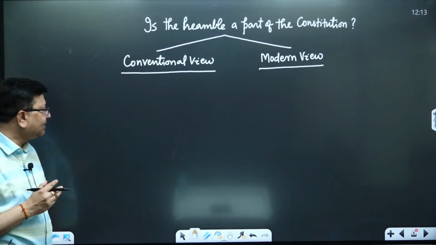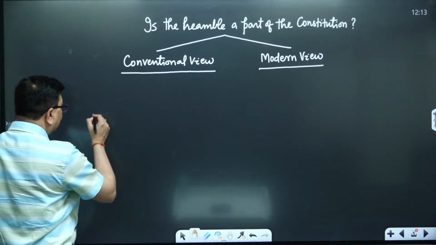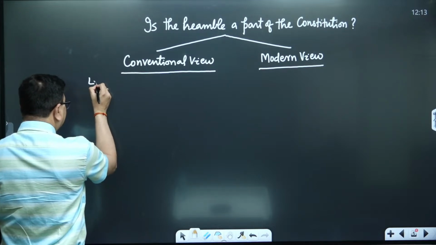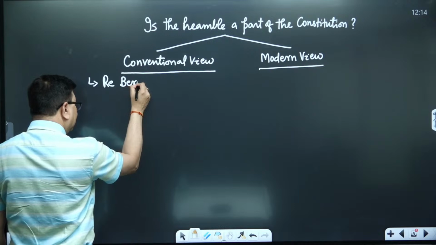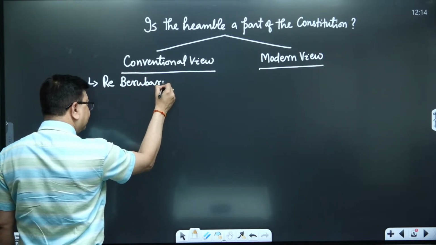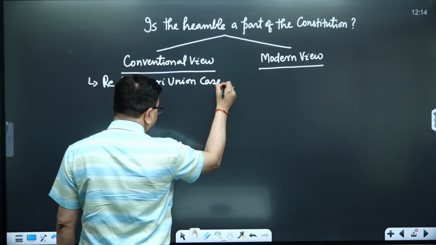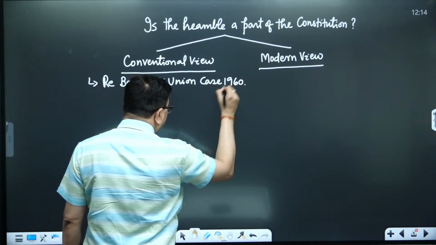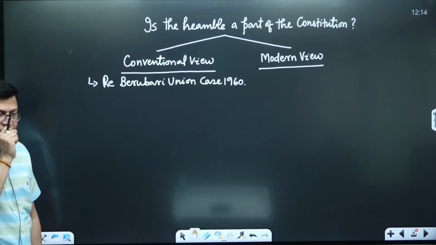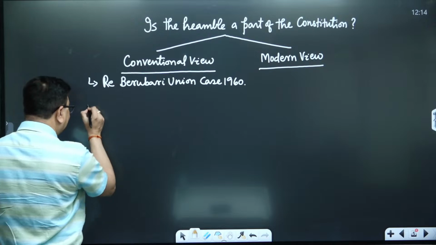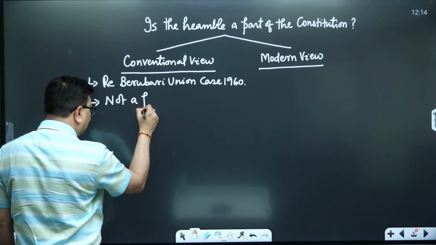When we analyze the conventional view, means the traditional view, this view was given by the Supreme Court in the Re Berubari Union case of 1960. The Supreme Court in this case had held that preamble is not a part of the constitution.